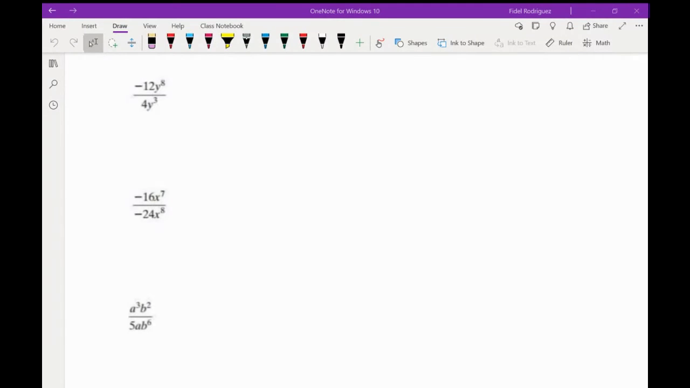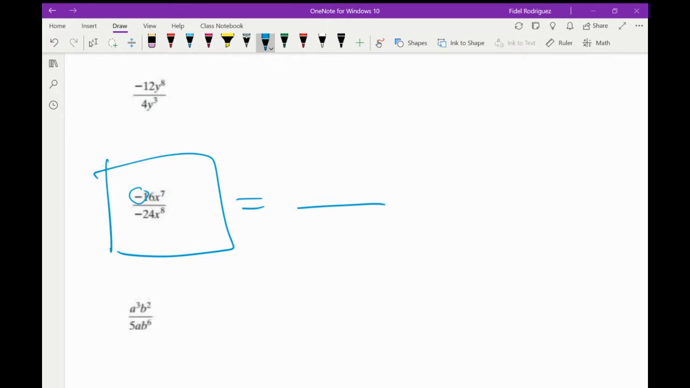Okay, let's start with this problem here. Again, the idea is we're simplifying this problem. The first thing I'm going to do is I notice that I have a negative and another negative. So a negative divided by negative is a positive. So I'm just going to rewrite the problem like this.